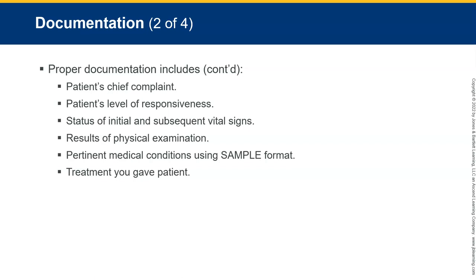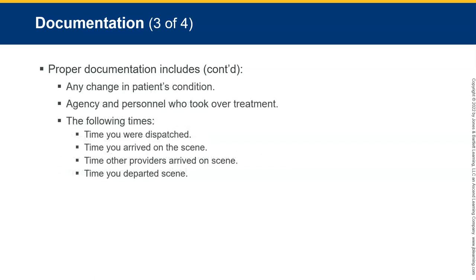Results of the physical exam, so you're kind of wanting to find what's wrong. When we look at that physical exam, their arm's broken, or you suspect it's broken, or their left lung's not working quite right. You don't see any movement and you don't hear any breath sounds. Those are the things that you're wanting to really make sure that you point out. Pertinent medical conditions using the SAMPLE format, and then treatment that you gave the patient. So what you found, and then what did you do about it?